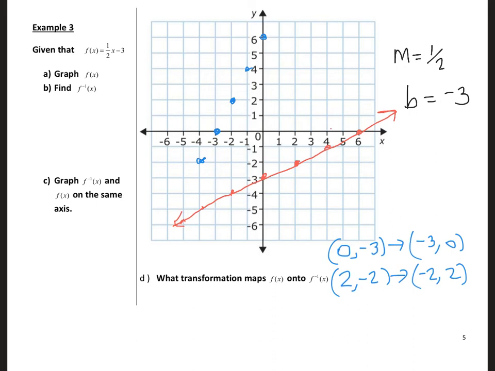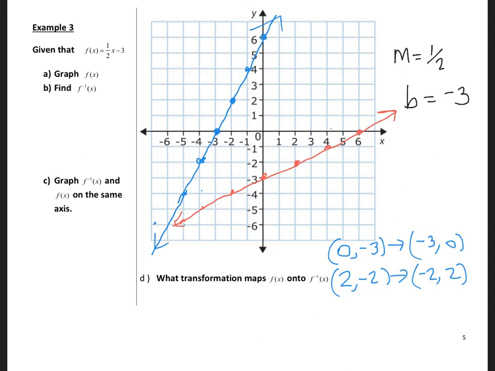Then we can see the pattern here, so we can keep going. And we can connect our points with a straight edge. And I encourage you to graph this on paper.